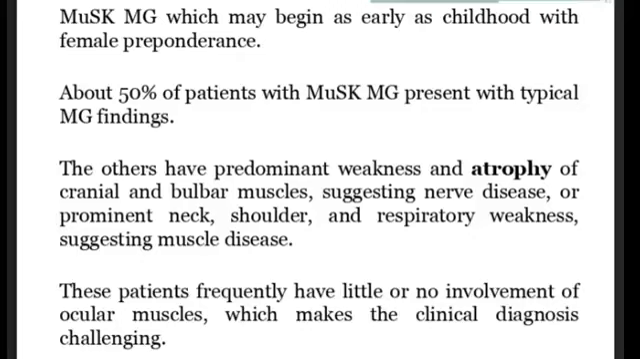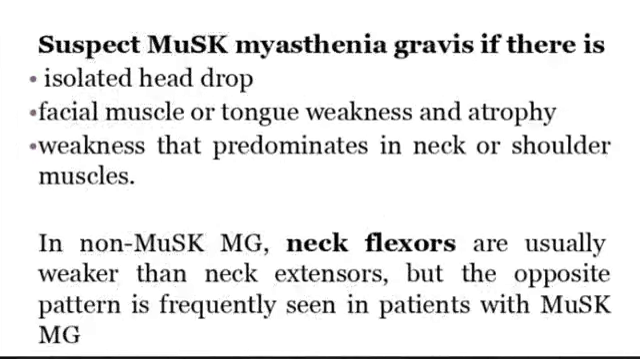MuSK myasthenia gravis may begin as early as childhood, with female preponderance. About 50% of patients with MuSK myasthenia gravis present with typical myasthenia gravis findings. The others have predominant weakness and atrophy of the cranial and bulbar muscles, suggesting nerve disease, or prominent neck, shoulder, and respiratory weakness, suggesting muscle disease. These patients frequently have little or no involvement of the ocular muscles, which makes the clinical diagnosis challenging.